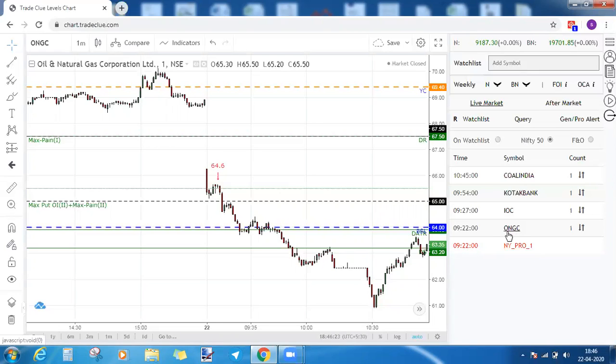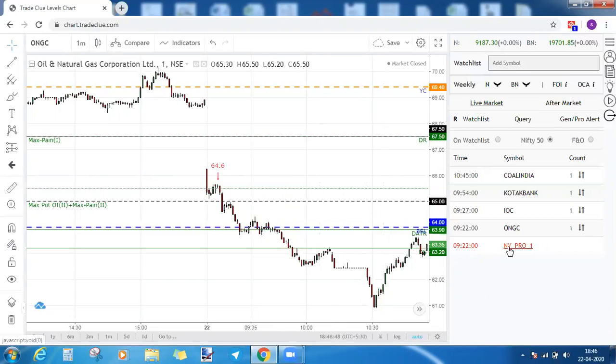So ONGC at 9:22 the system generated the alert, and that alert fell under the category NY Pro, that too on 1 minute time frame. So this particular software, the tradeclue.com web portal, is suitable for scalpers, for intraday traders, and for positional traders as well. You get all kinds of alerts.